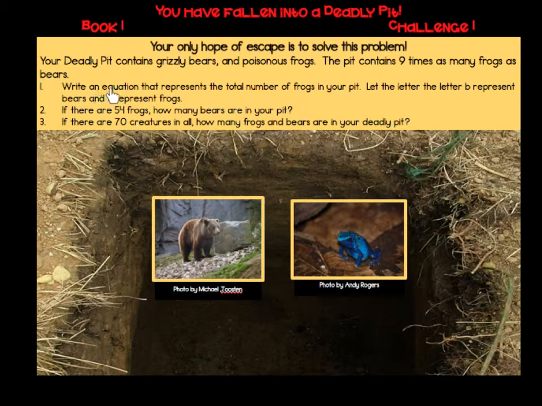And the first thing we want to do is write an equation that represents the total number of frogs in your pit. And you're going to let B represent the number of bears, and F represent the number of frogs right there. So here we go. I'm going to put a B right above the bear, and then I'm going to make an equal sign right here and put an F right here, right above the frog. So the bear is represented by B, the frog represented by F.